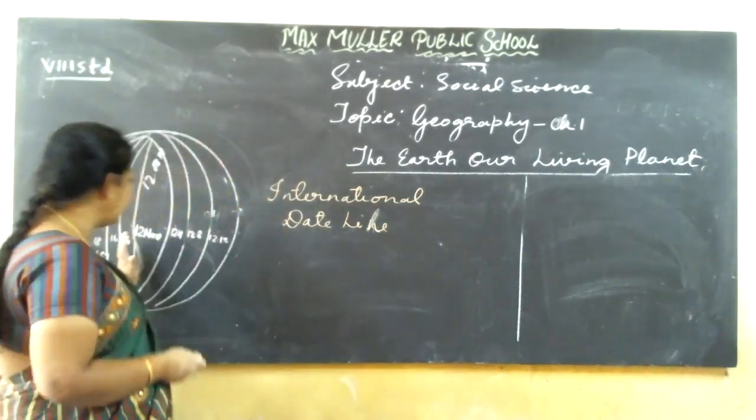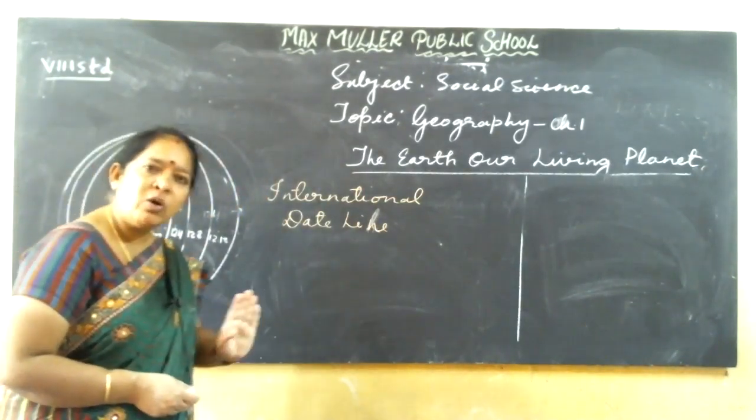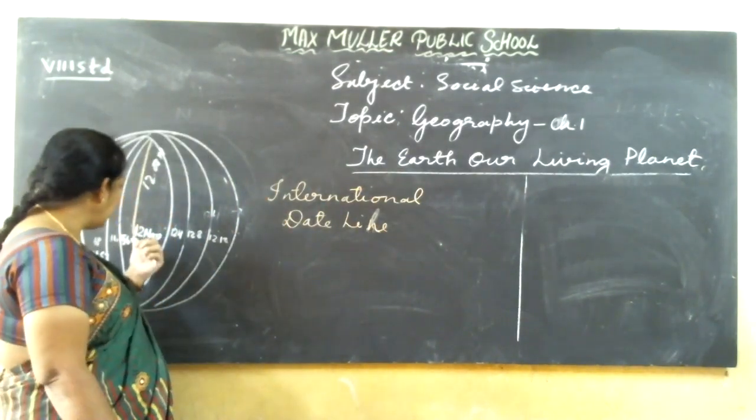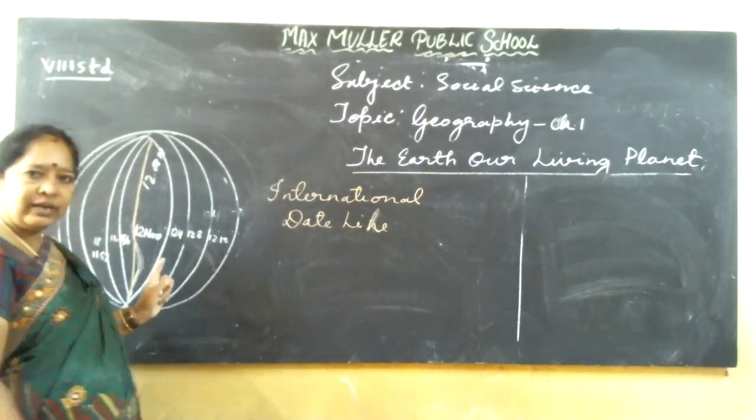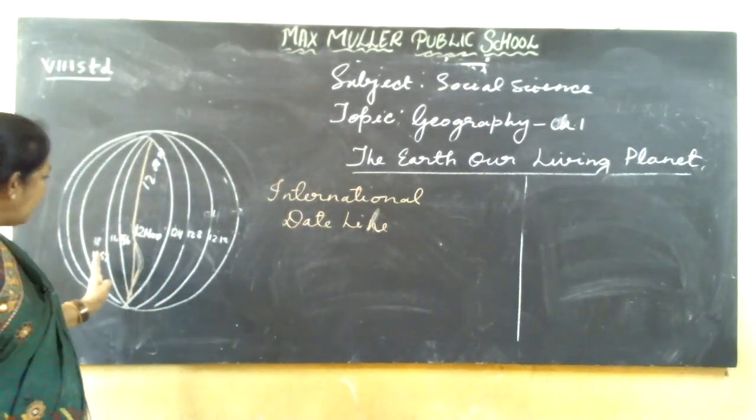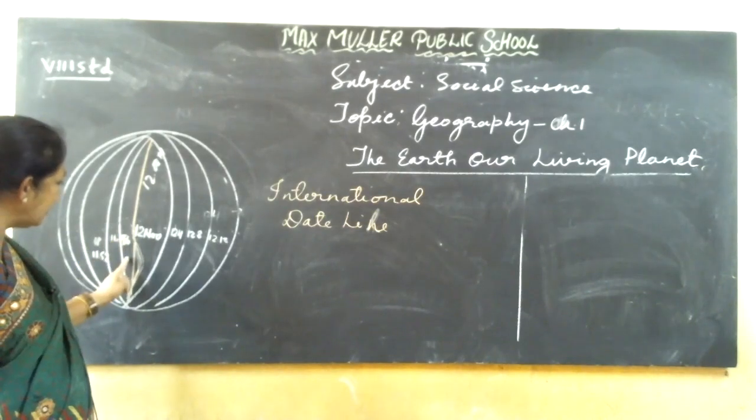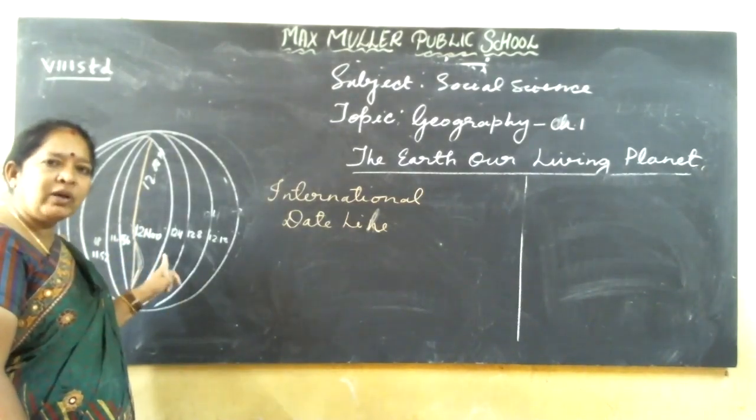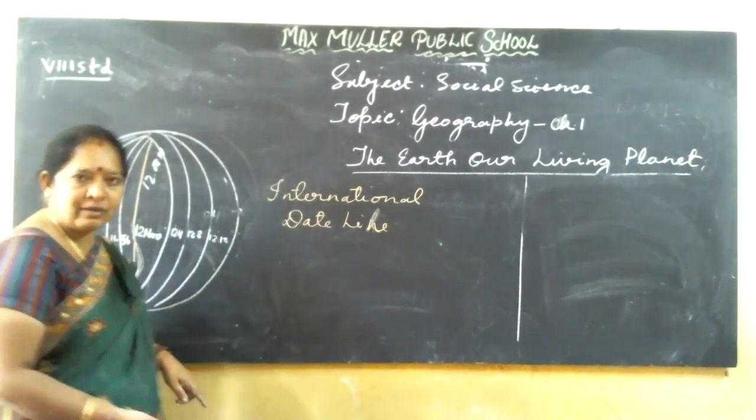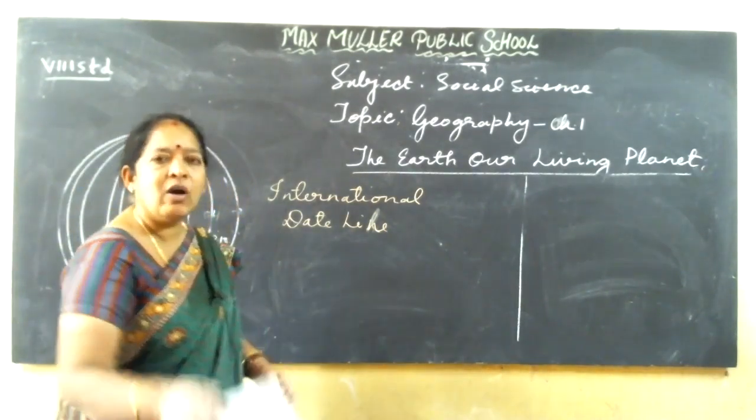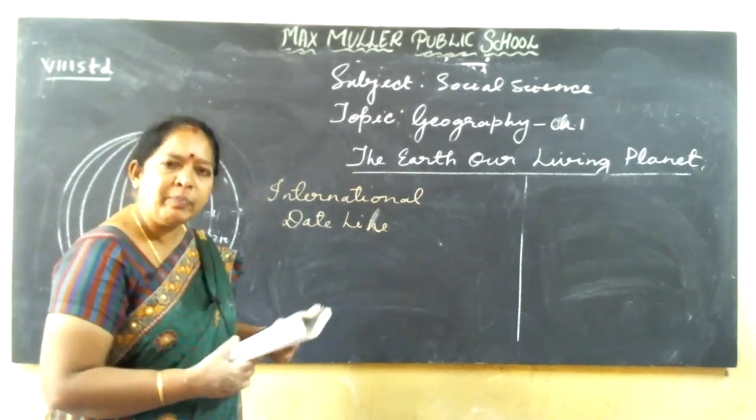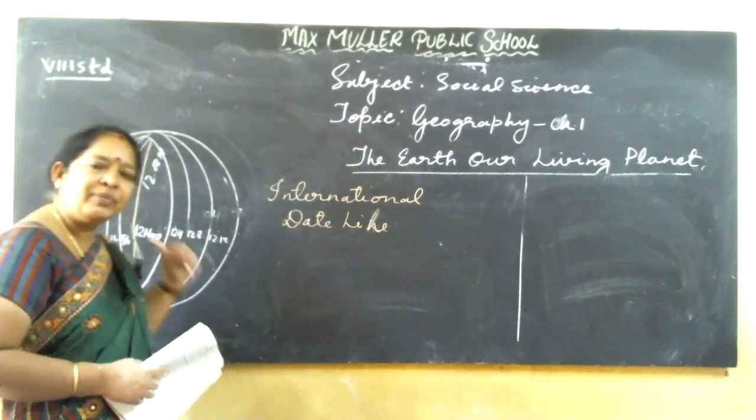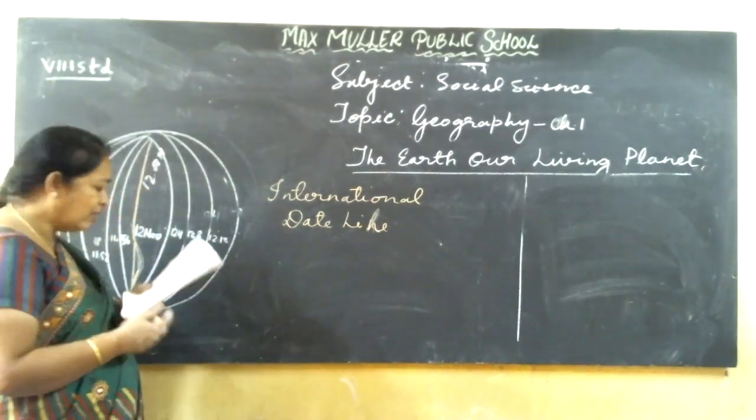But for the navigators who are traveling by water, what happens? They have set up one international dateline. Suppose they are here, as soon as they cross this line, they have to keep the date of that region only. If they are crossing this one to the western side, then they have to keep the date of that one.